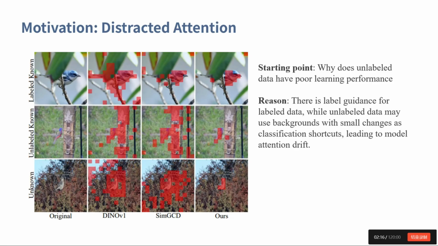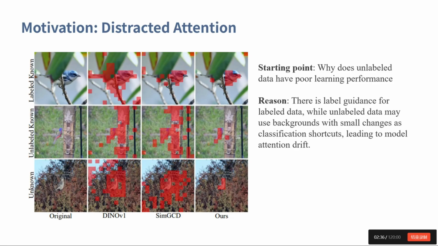As shown on the left, attention maps reveal that the original DINO V1 exhibits diffuse and scattered attention. After training with SimGCD, the model's attention on labeled data improves significantly, but the performance on unlabeled data remains unsatisfactory. We attribute this to the following.